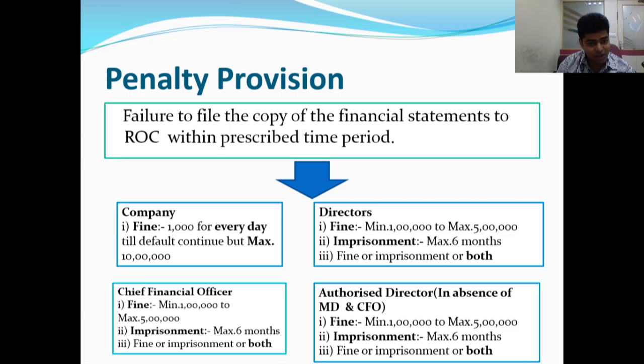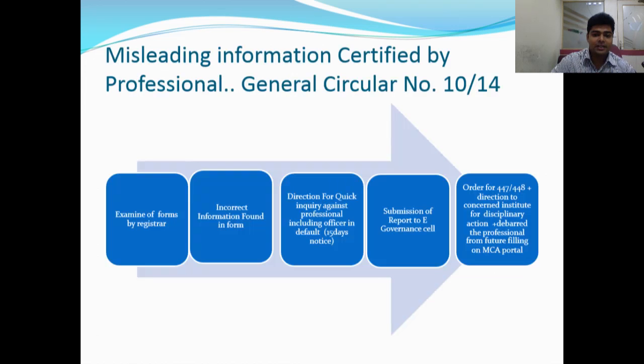So please take care of this. Please file your XBRL document on time to avoid the penalty provisions. Presently, without any additional fee, the time is 30 days from the date of the AGM. You have to file a copy of your financial statement to the ROC. There is also one more circular, General Circular number 10, issued in 2014.